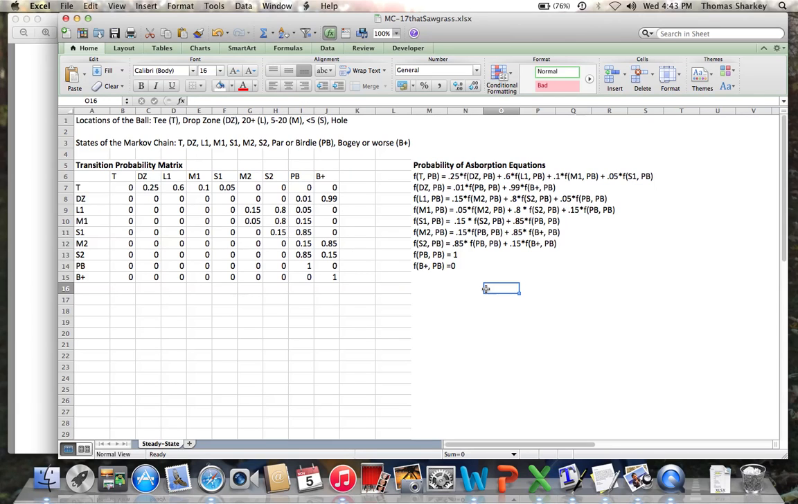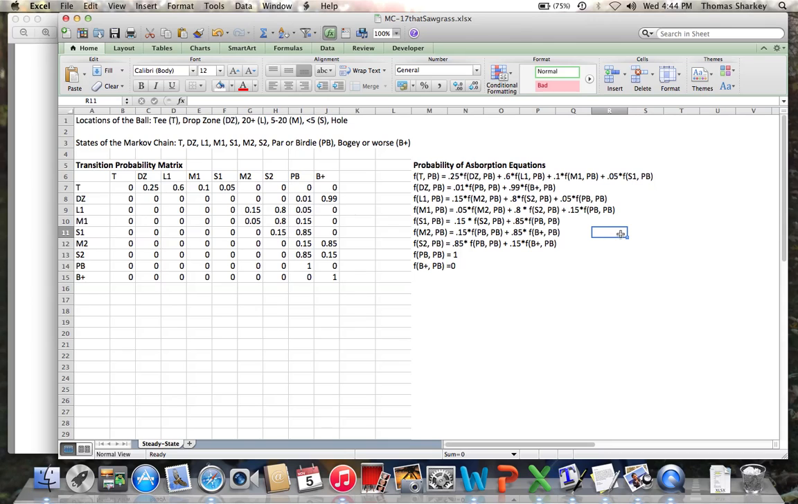So this series of equations, for this Markov chain, we could plug it into Solver and solve it that way, or this isn't too bad to solve by hand because of the fact that we're always moving towards the ending states, the absorbing states. So we know that by having F of PB, comma, PB equal to 1 and F of B plus, comma, PB equal to 0, we can solve for the M2 and S2 states very easily, and we can actually solve for the DZ state as well.